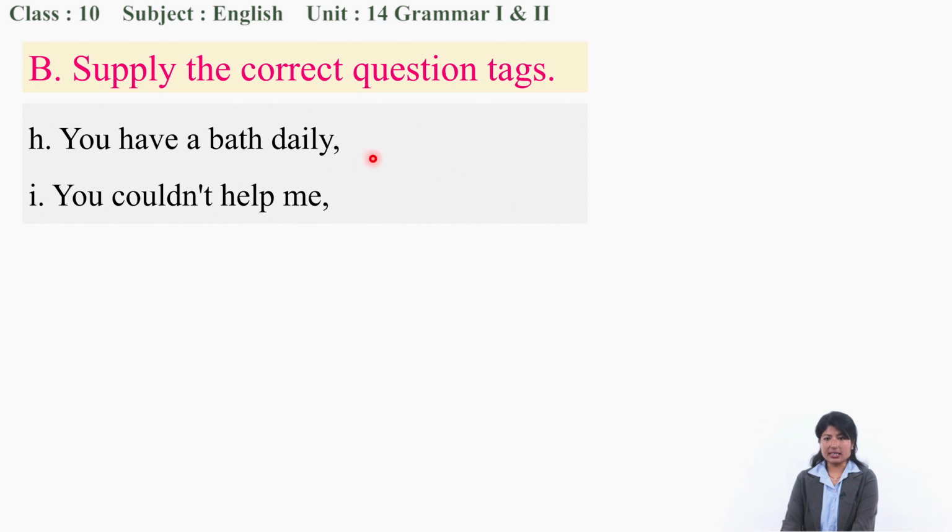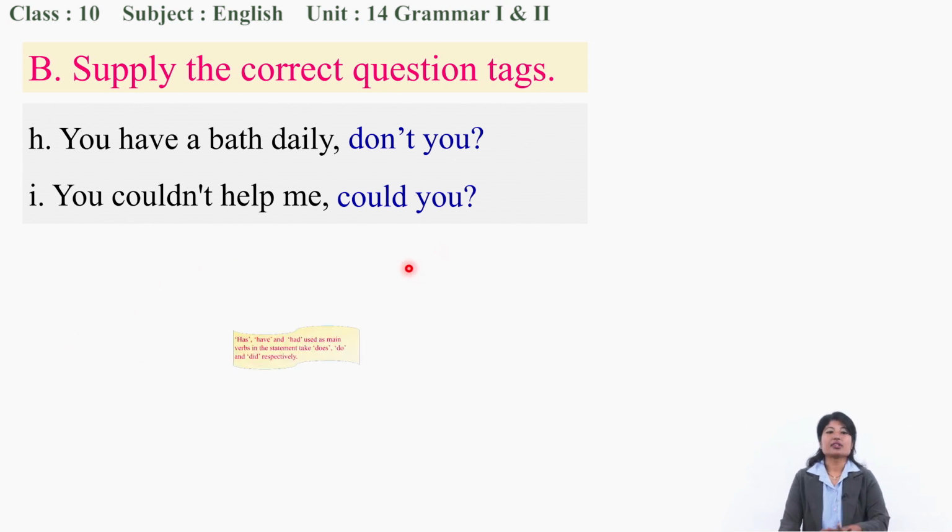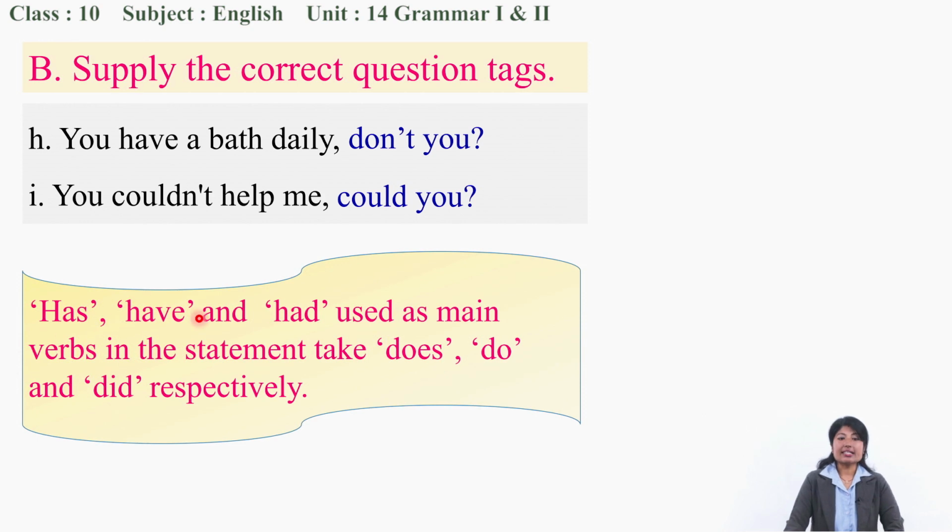You have a bath daily, then the tag will be "don't you." Next, you could not help me. What could be the tag? Could you? Okay, so here what we can notice is that has, have, had are used as main verb in the statement. If they are used as main verb in the statement, then we use do form and did form respectively. This is what we have already discussed a little bit before as well, right?